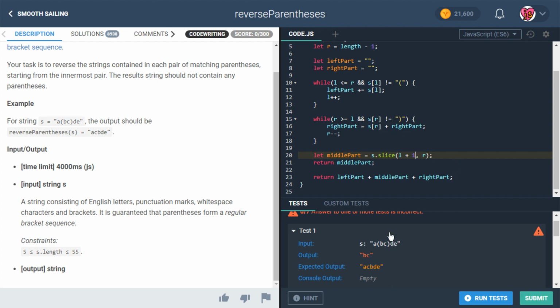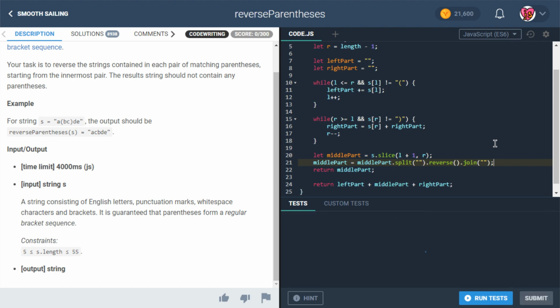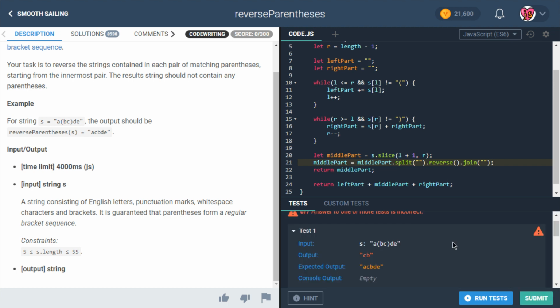Okay, so there we go, BC. That's great. All right, so what do we want to do next? Well, the middle part shouldn't actually be BC, it should be CB. So we kind of want to reverse it. So we'll say middle part is assigned the value of middle part dot split dot reverse dot join. So that was the method we used in our first palindrome challenge. Basically, just to explain this, we're splitting this into an array. We're then reversing that array, and then we're converting it back into a string.